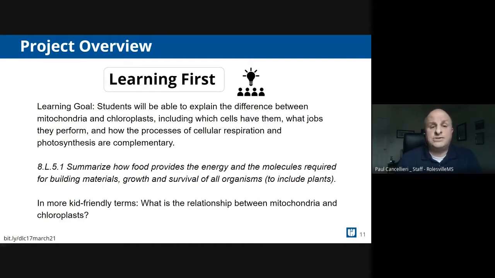So what we're trying to get the students to understand by the end of this project is what is the relationship between mitochondria and chloroplasts. And a little background for those of you that don't happen to be science teachers and maybe don't have a lot of familiarity there. Mitochondria and chloroplasts are what we call organelles. They're small parts of a cell. Chloroplasts are only found in plant and algae cells and some bacteria. Mitochondria are in every cell. And so the kids need to learn what those parts do and how they work together, or, in some cases, do opposite things.